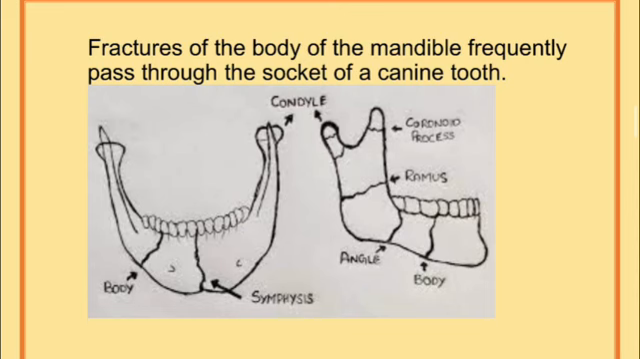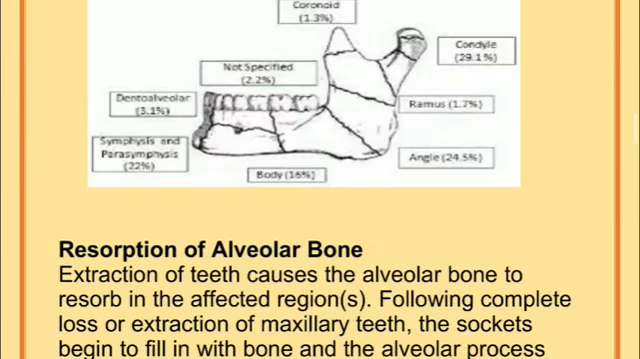Right here also is another illustration showing the frequency of the various fractures that occur on the mandible. The commonest fracture that occurs is the condylar fracture, and the least common fracture is the fracture involving the ramus.